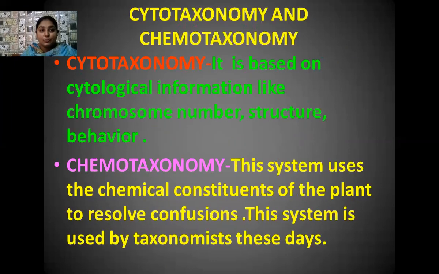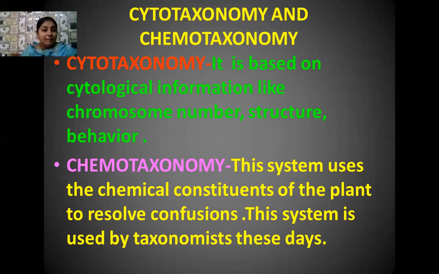Yes, student, the last system of classification is cytotaxonomy and chemotaxonomy. Student, cytotaxonomy, as the name itself indicates, is based on cytological information, like the number of chromosomes that is present in a species. Every species has a unique number of chromosomes. Then the structure of the chromosomes, what kind of chromosomes they are, and what kind of movements these chromosomes perform during the process of cell division, whether it may be mitosis or meiosis.